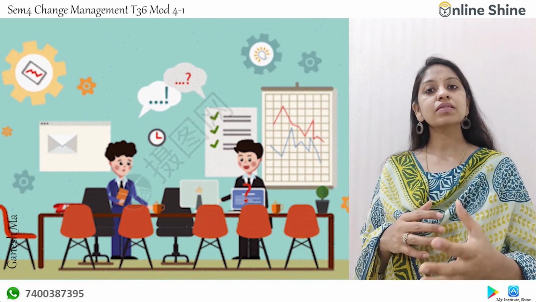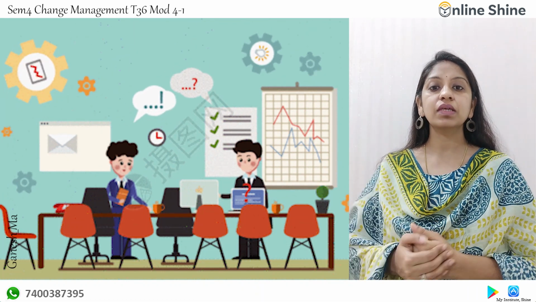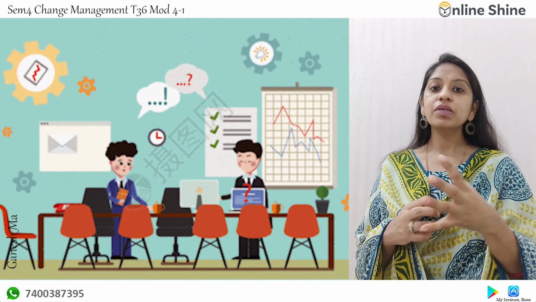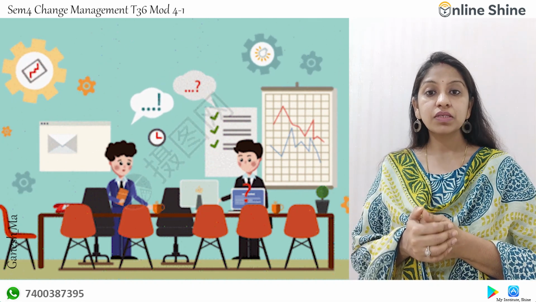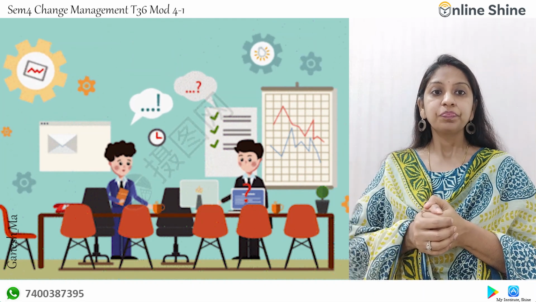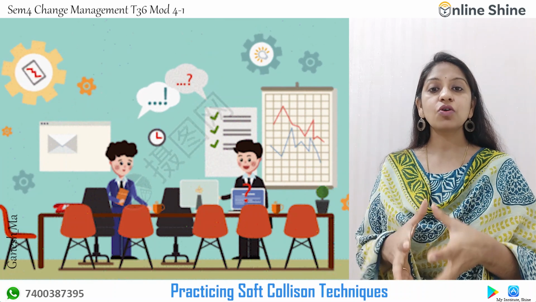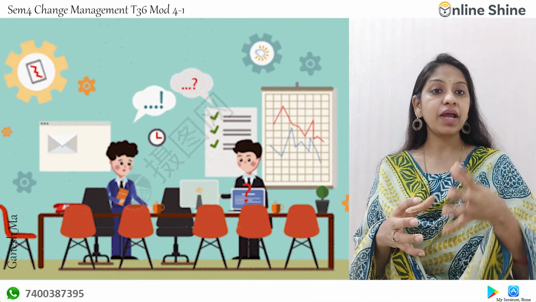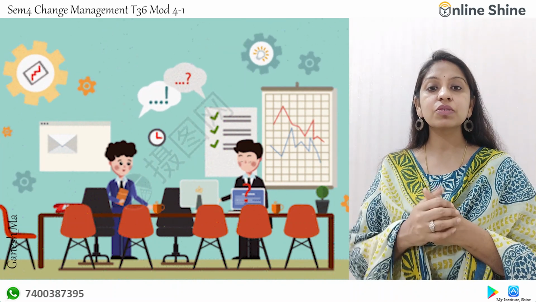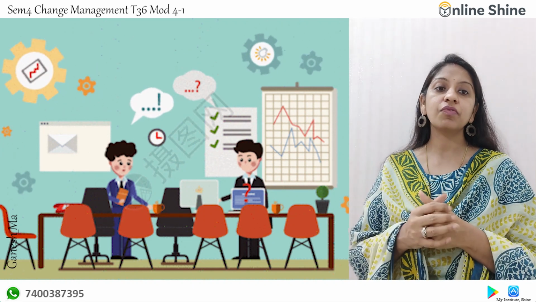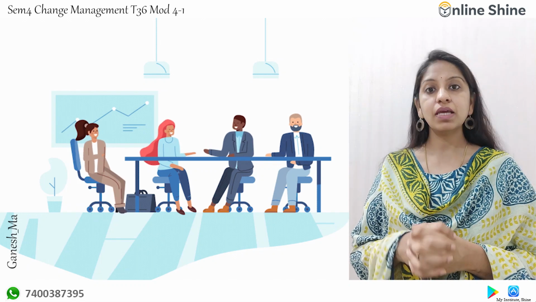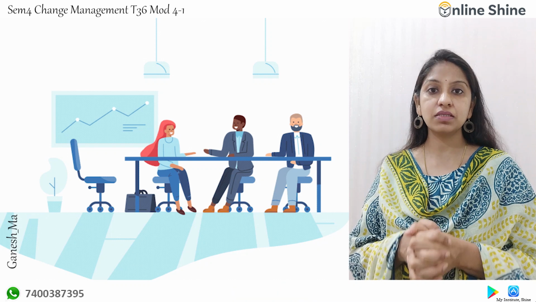The next step to minimize the resistance is to negotiate with the employees. What can top management do? Top management can promise future benefits to the employees, which may help them not to resist this change. The next step is to practice soft coercion techniques. This includes persistently reminding the employees of their obligations, frequently monitoring behavior to ensure compliance, and confronting employees who resist change.